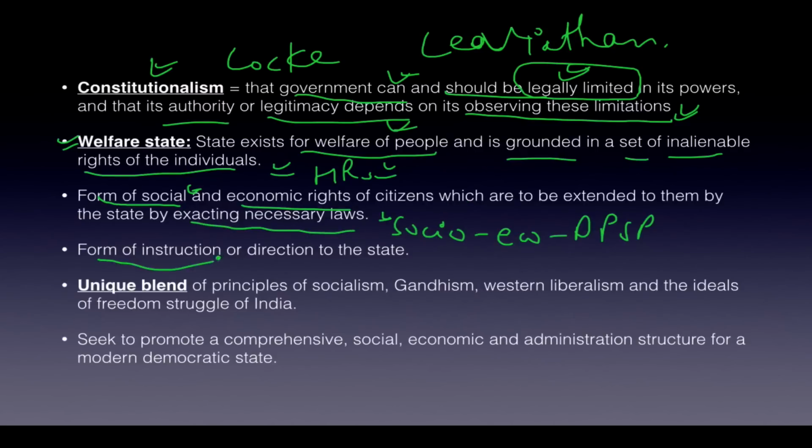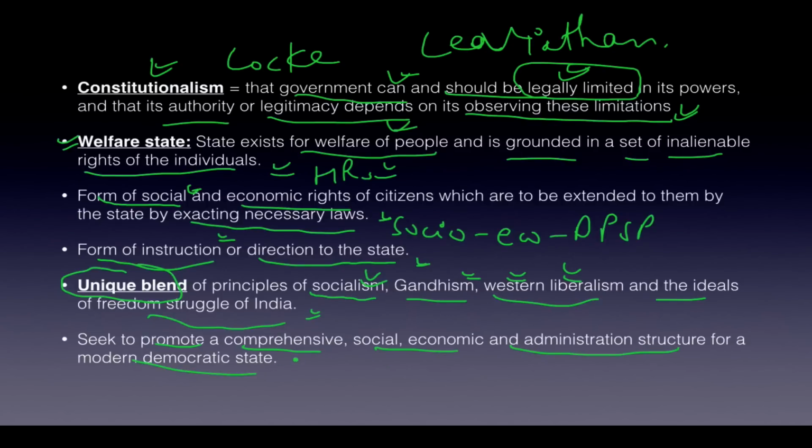They are just like a form of instruction or direction to the state, and they are a unique blend of principles of socialism, which we will deal with in the next video, Gandhism, Western liberalism, and ideals of the freedom struggle of India. So they are the four categories in which I'll put them. One is there for international peace also, but that is more or less covered in Western liberalism. Finally, it seeks to promote a comprehensive socio-economic and administrative structure for a modern democratic state.